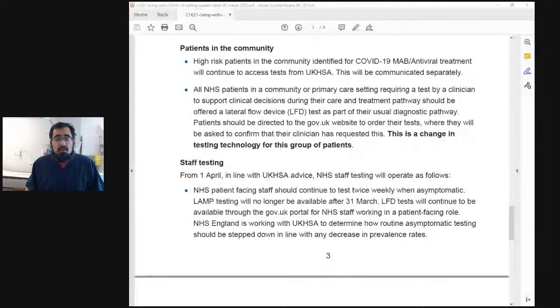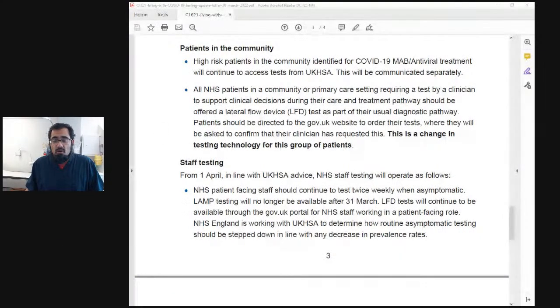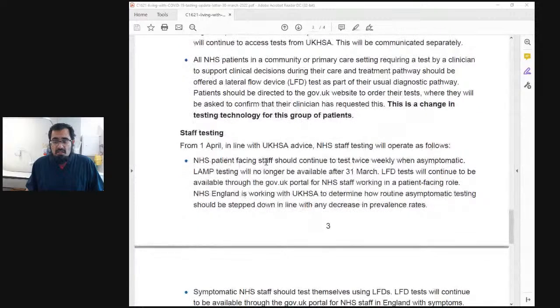Okay. Next, we're going to talk about an important part, which is staff testing. So let's have a look at that. And as you can see, it's just underneath it. So from the 1st of April, in terms of staff testing, it will operate in the following way. NHS patient-facing staff will still have to continue testing twice a week, as you have been doing with the LFD tests. However, that's when they're asymptomatic.